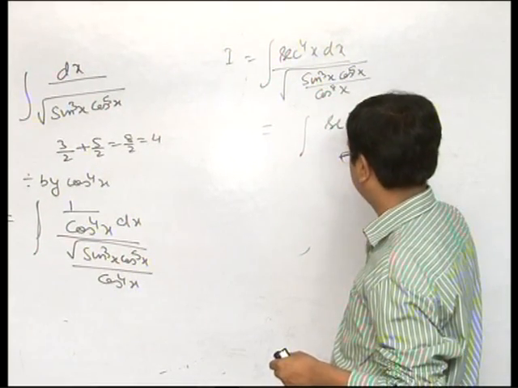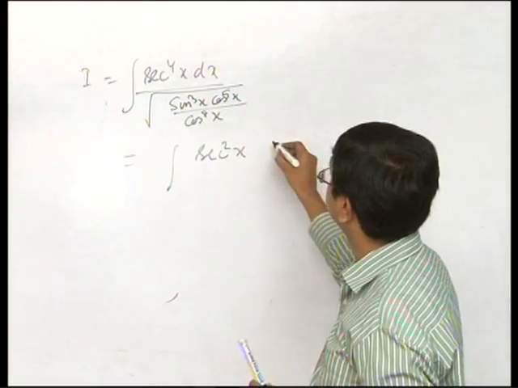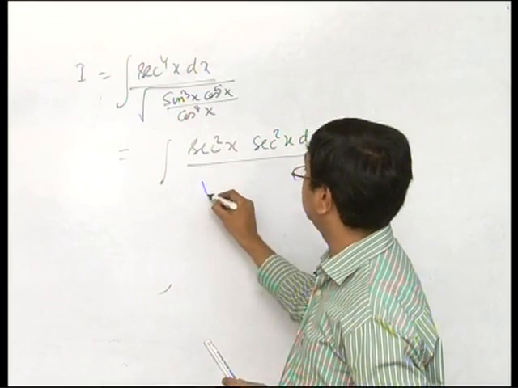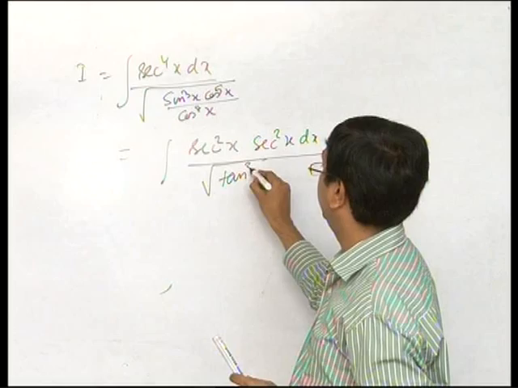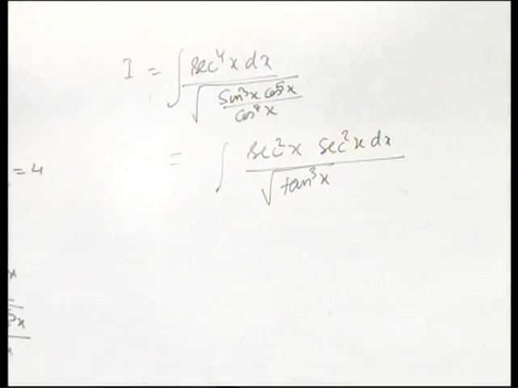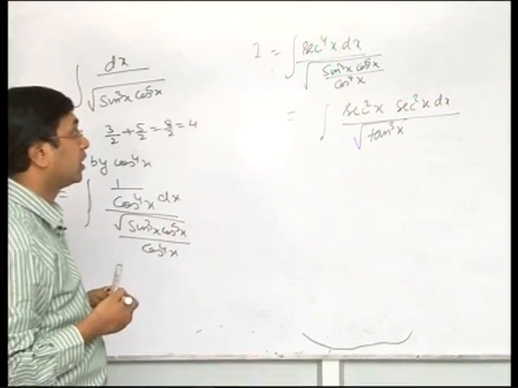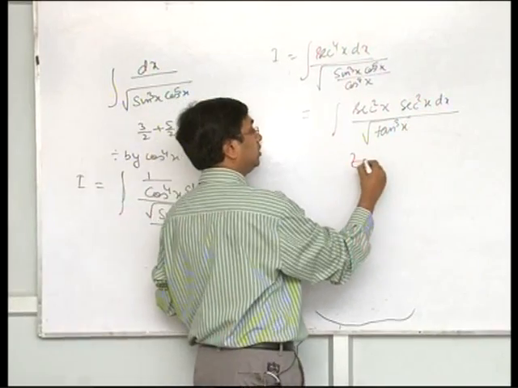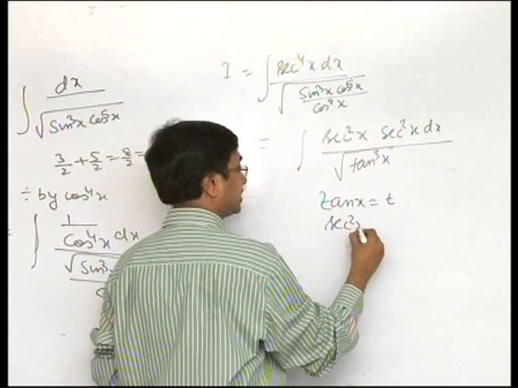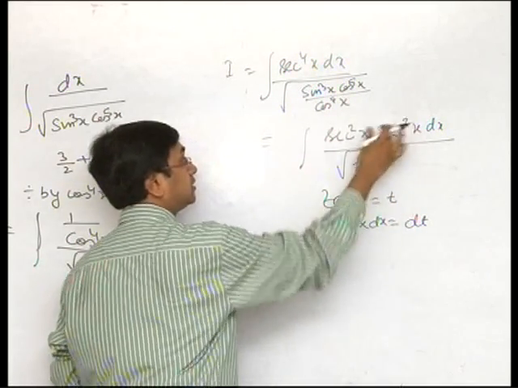I am breaking it as sec square x into sec square x. And this gets cancelled and you're left with tan cube x. So now you know the derivative of tan is sec square. You can put tan x equal to t, so sec square x dx would become dt.